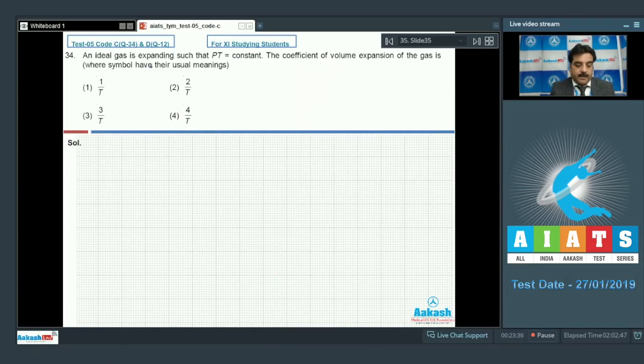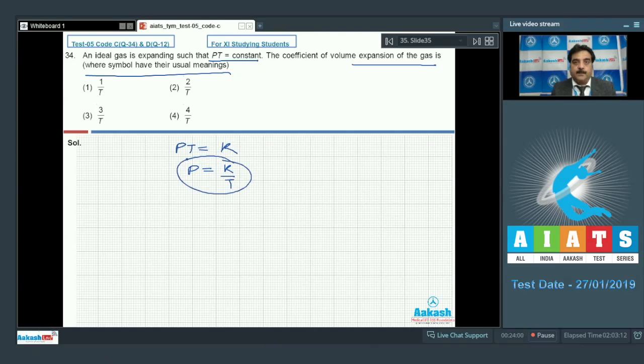In question number 34, an ideal gas is expanding with Pt equal to constant, where P is pressure and t is temperature. The coefficient of volume expansion of the gas, symbols have their usual meaning. You can solve this question by using, because we know Pt is equal to constant, let us say K. So I can find the value of P in terms of K by T. K is the proportionality constant. Now we know the ideal gas equation PV equals mu RT. Now if I replace the value of P, then we'll find KTV, and that is equal to mu RT.